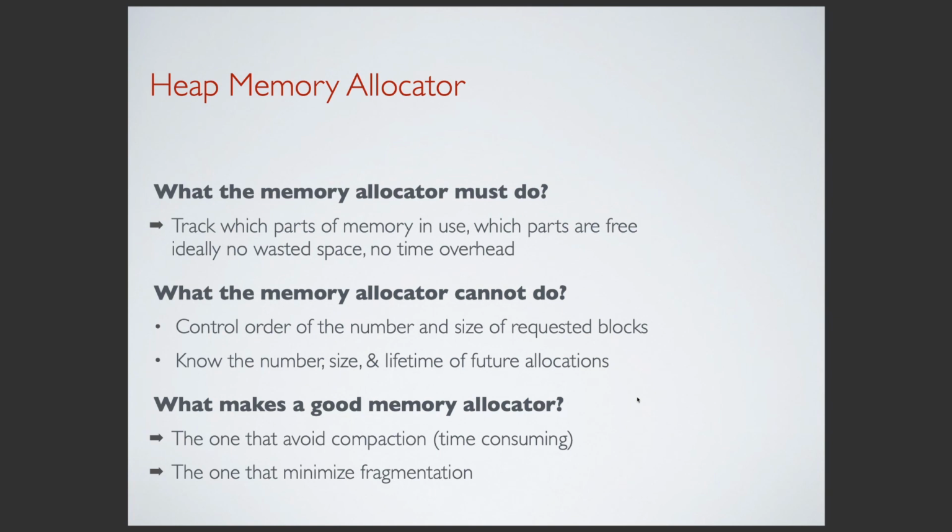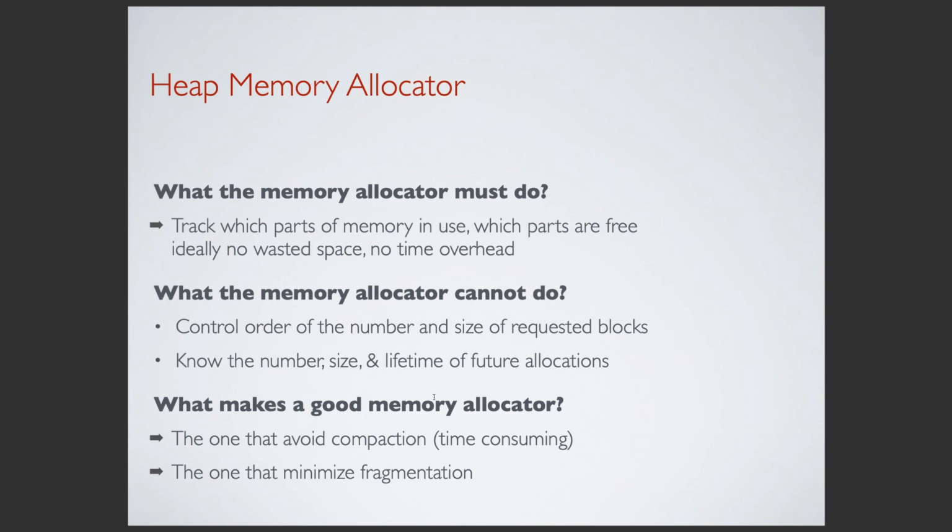What the memory allocator cannot do, right? It cannot control the order and the size of the requested block. This is the program who does that. And we don't know how the program is going to be executed. I know the program takes into account variables and so on, and it can change its execution. So we are not going to control the block size, and we're not going to know in advance. In the future, we cannot predict what's going to be the number, what's going to be the size, and how long the program will need those allocated memory slots. So it's going to be hard.